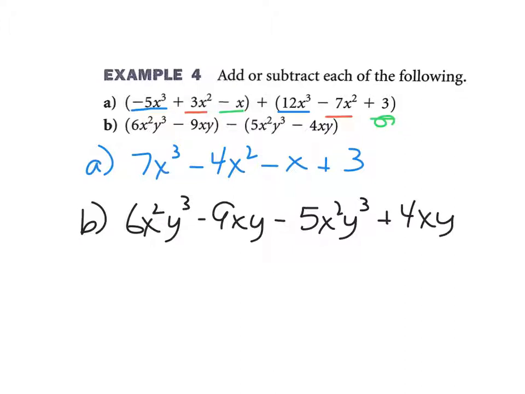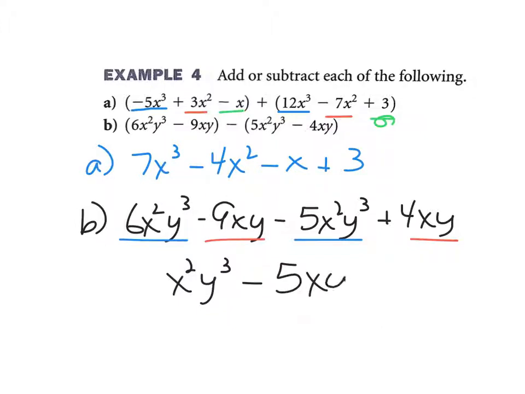Then I'm looking for my like terms. There's 2, because they're both x squared y cubed. One is 6 minus 5. 6 minus 5 is 1, x squared y cubed. And then I have the negative 9 and a positive 4, which is a negative 5xy. And that's all you can do. Not too bad at all.